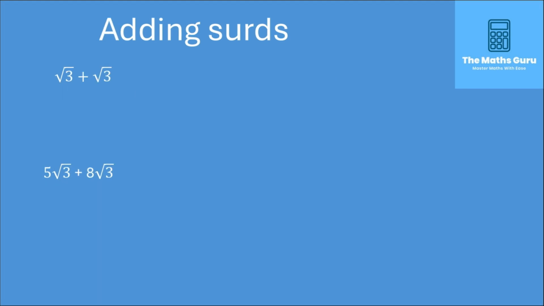Okay, now looking at adding surds, we mentioned this previously, but we need to collect like terms. So we need to count how many lots of each surd there is, how many of the surds appear. As you can see, there's 1 root 3 here and 2 root 3 here. Therefore, the simple version of this is 3 lots of root 3. Looking at this, we have 5 lots of root 3 plus 8 lots of root 3. Therefore, we have 13 lots of root 3.